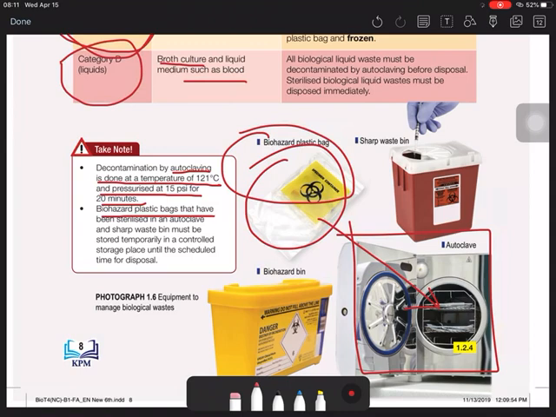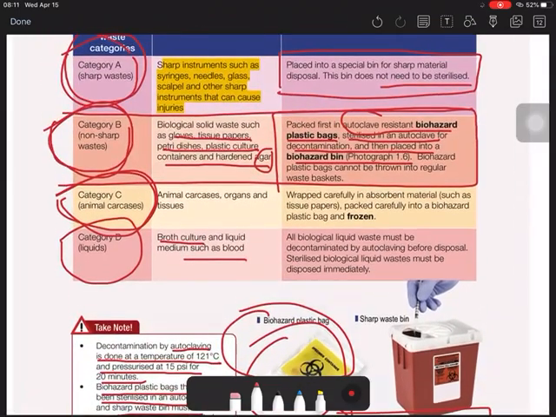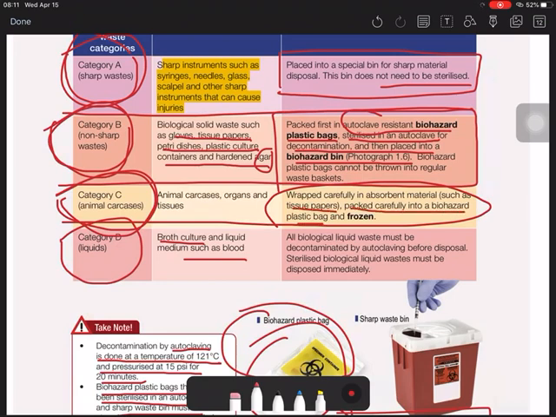Biohazard plastic bags that have been sterilized in an autoclave, and sharp waste bins, must be stored temporarily in a controlled storage place until the scheduled time for disposal. Basically, an autoclave is like pasteurization for milk, but this one is for waste. For category C, animal carcasses, they are wrapped carefully in an absorbent material such as tissue paper, packed carefully into a biohazard plastic bag, and frozen.